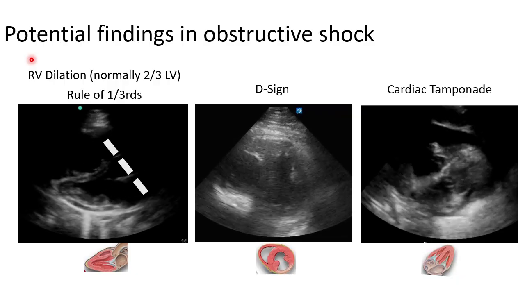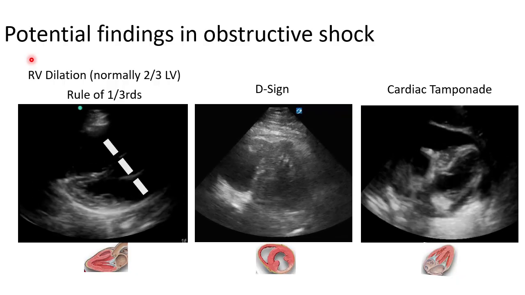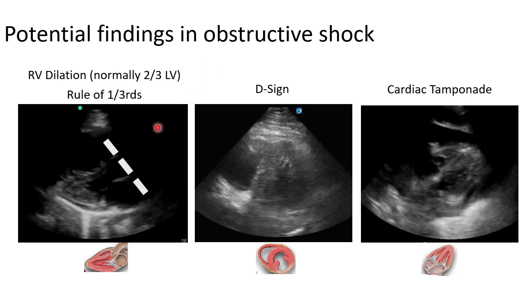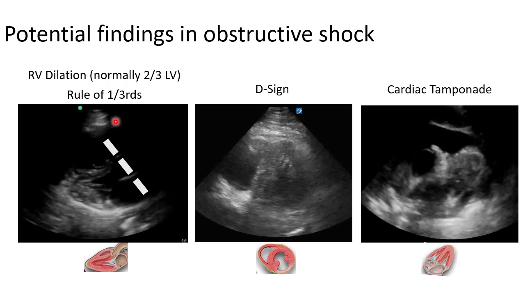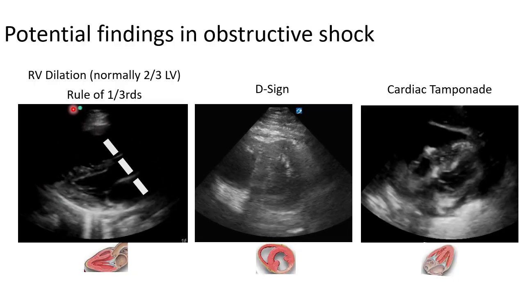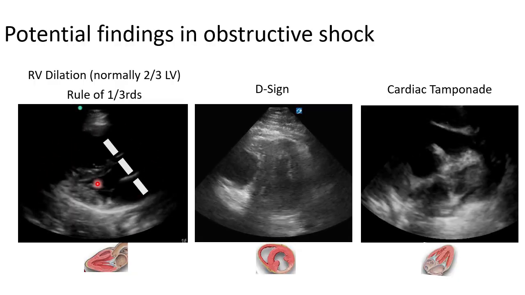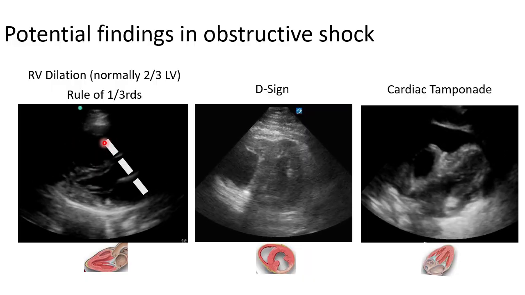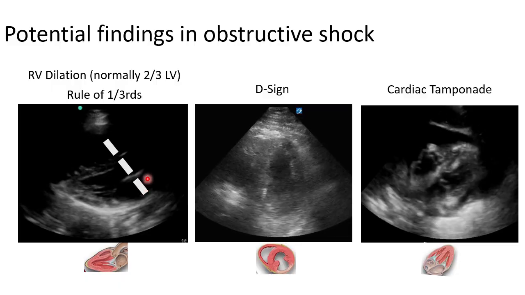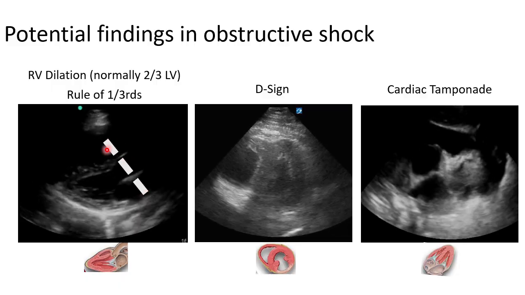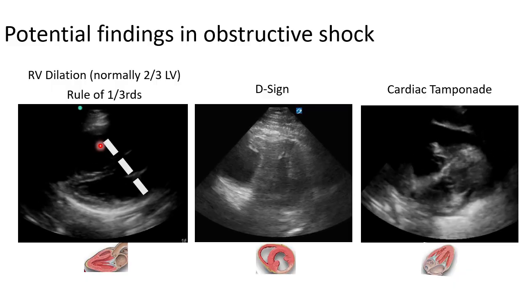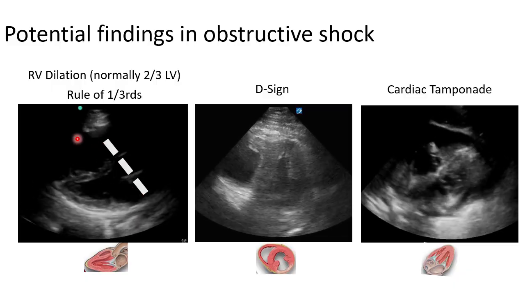Some other possible findings with the ultrasound machine. Whenever the right side is dilated or enlarged, you can see that fairly easily on any of the views. And remember the rule of thirds. When you're doing the parasternal long here, this happens to be abdominal mode, but this is the LA, the LV, the aortic outflow tract, the right ventricular outflow tract. The LA, the aortic outflow tract, and the right ventricular outflow tract should all be about the same size. So the rule of thirds.